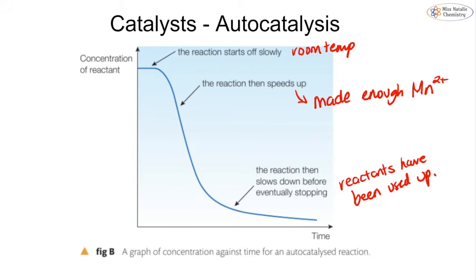Now, this is the same graph for any autocatalyzed reaction. I'm just discussing it in terms of the reaction that we've just looked at. So it starts off slowly at room temperature. It starts to speed up because I've made enough of my manganese that it acts as a catalyst. And the reaction will go quickly, so you can see the line get steeper, which means a faster reaction. And then eventually the line starts to level off, and we get this reaction slowing down before eventually stopping because all of my reactants have been used up.